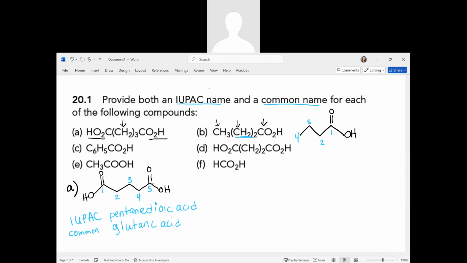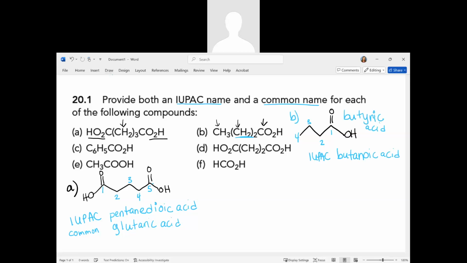So I have 4 on my longest chain, so I'm going to call this a butane parent. I'm going to take off the E since I don't have a dioic acid. I just have butanoic acid as our IUPAC name. And then the common name for this is butyric acid, B-U-T-Y-R-I-C. All right, so that was compound B.